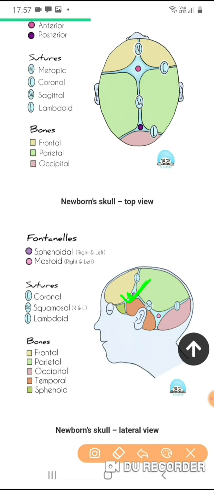So sphenoidal fontanels are two, right and left, and the mastoid fontanel, mastoid you can see behind the ear.